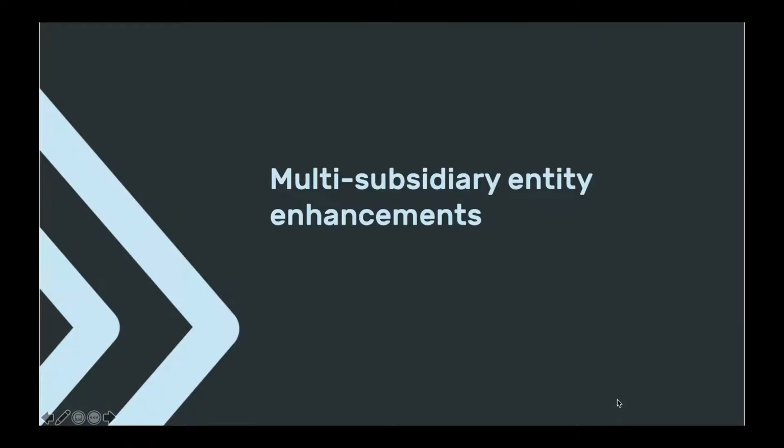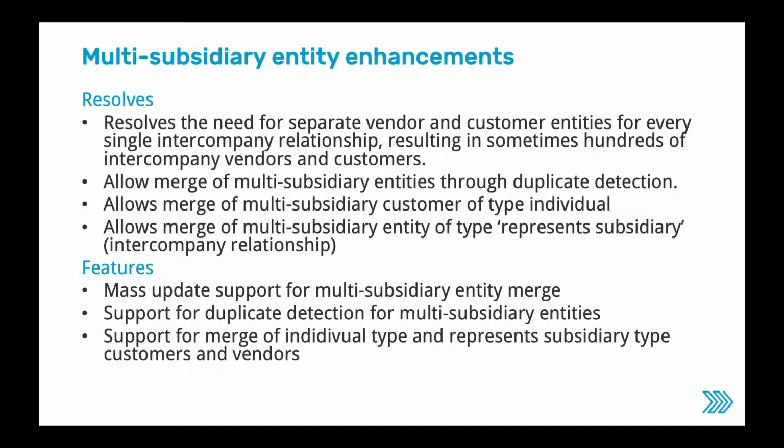The second feature I'd like to demonstrate to you is the enhancements around multi-subsidiary entities. As most of you know, over the past few releases, I think 18.1, 18.2, and 19.1, NetSuite's been working on allowing you to consolidate all the trade relationships you have with one vendor and one customer with different subsidiaries into one single multi-entity record. In this release, they're extending on that capability, and they're adding the option to create multi-subsidiary entities for intercompany customers and intercompany vendors.